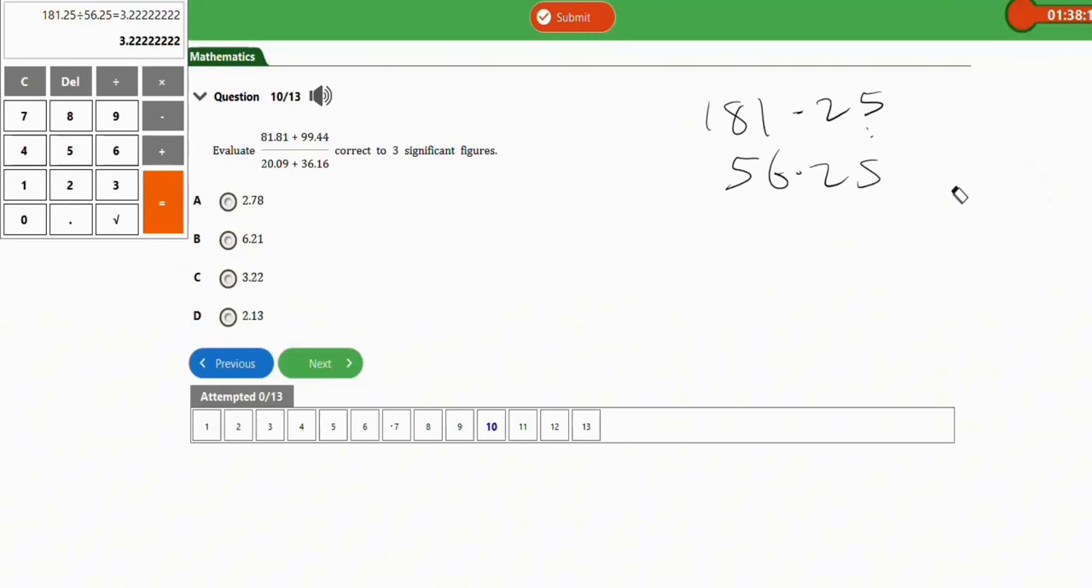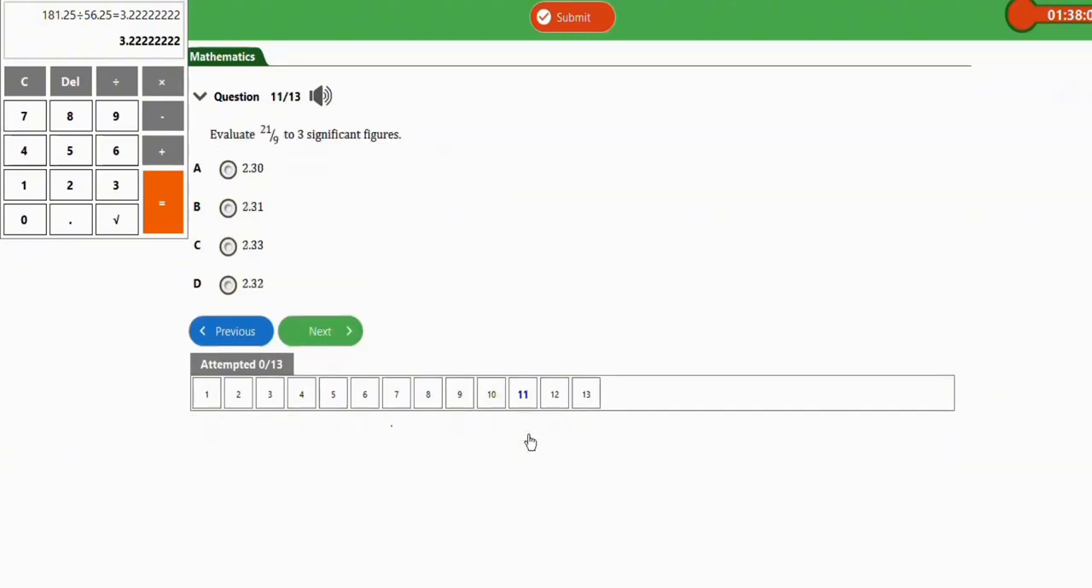Let's wipe this and look at the next question. Okay, so next question we have here, we have to evaluate this to three significant figures. This question is very cheap. So that's 21 divided by 9. So we have it to be 2.33333. So to three significant figures, every value here is significant, so it's going to be 2.33. The correct option is still option C. Alright, so that's it for this question.